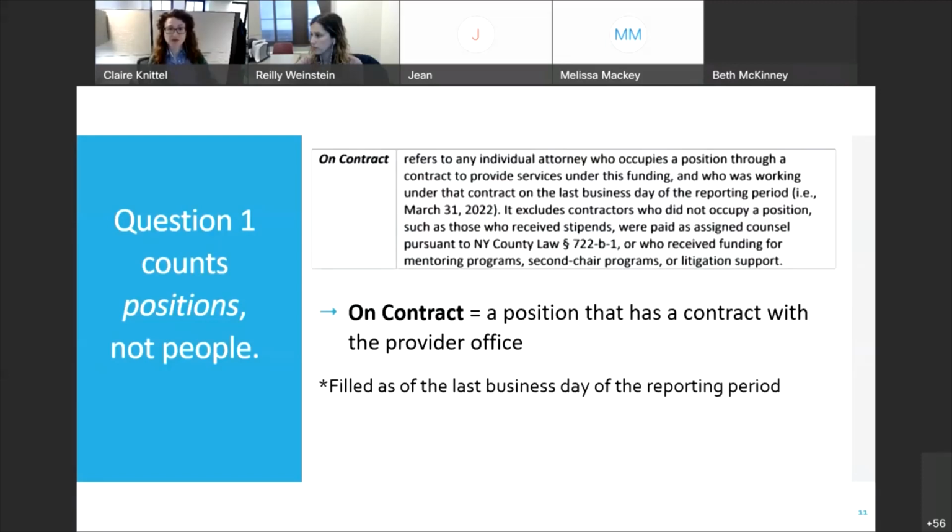On contract refers to any individual attorney who occupies a position through a contract to provide services under this funding and who is working under that contract, you guessed it, on the last business day of the reporting period, i.e. March 31st, 2022. So on contract means that this position has a contract with the provider office. And of course, it's also filled. And again, you can go back to the slides in part one, and use your work plan to determine whether your position counts as a position.